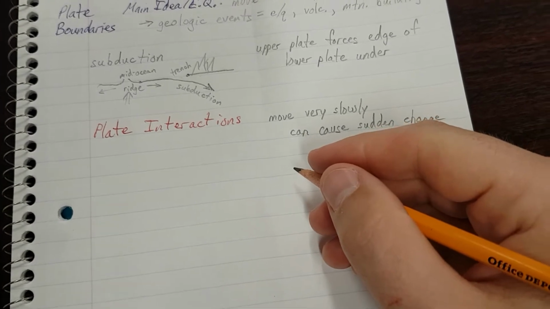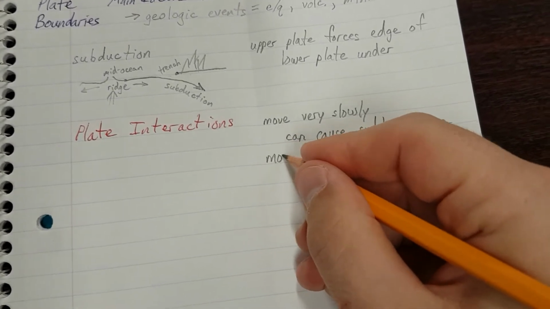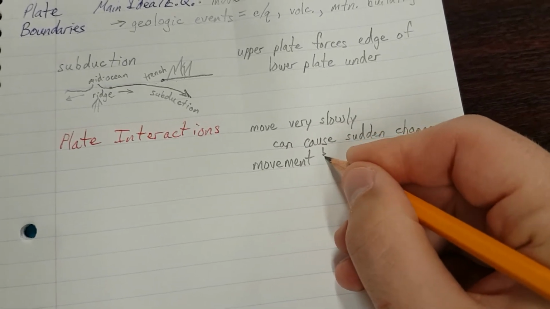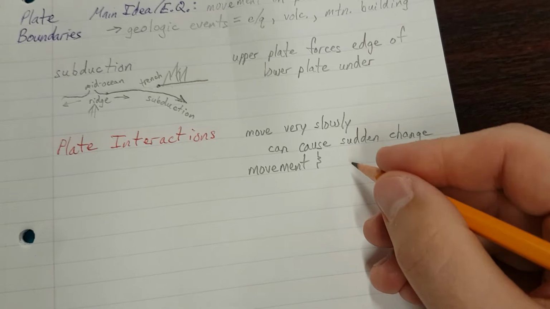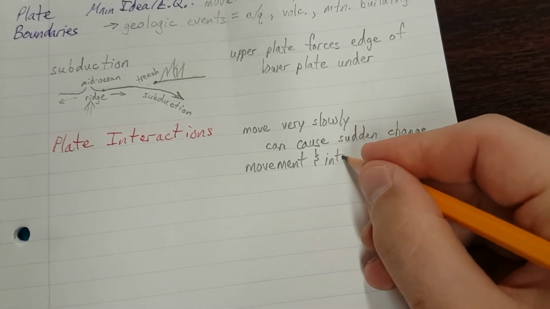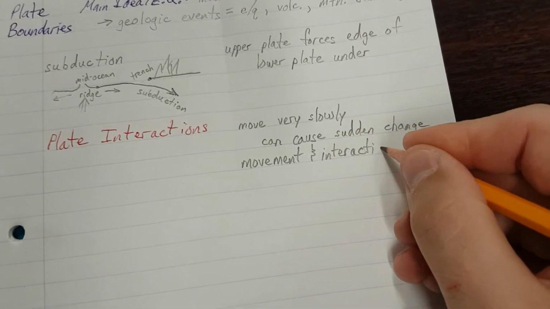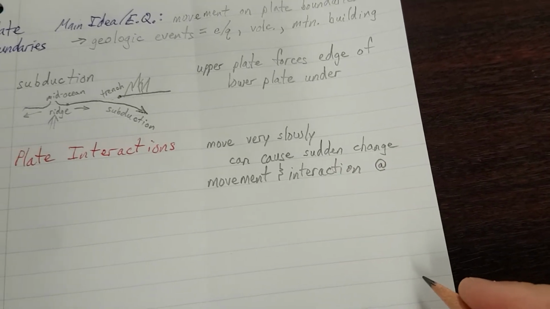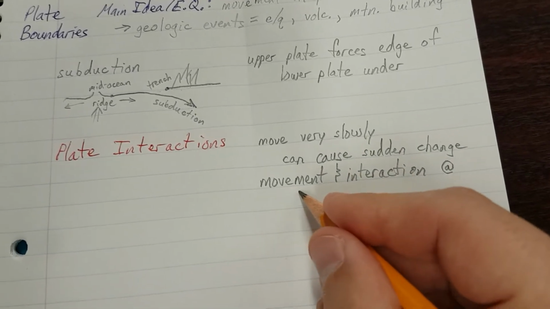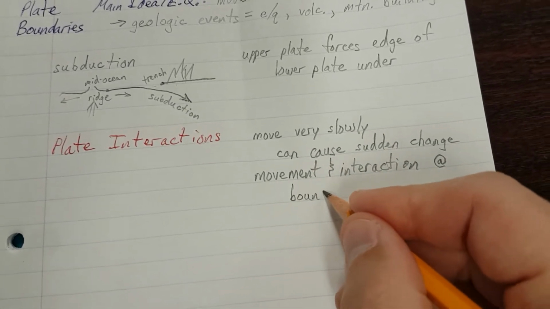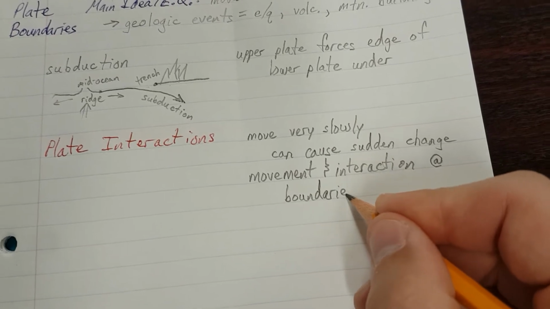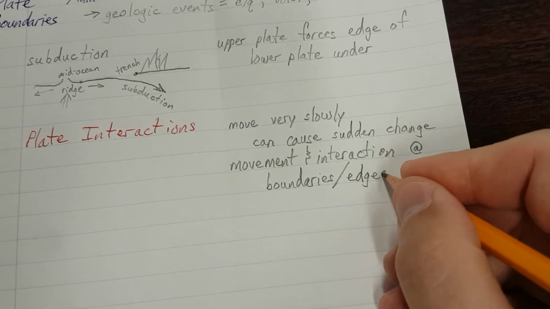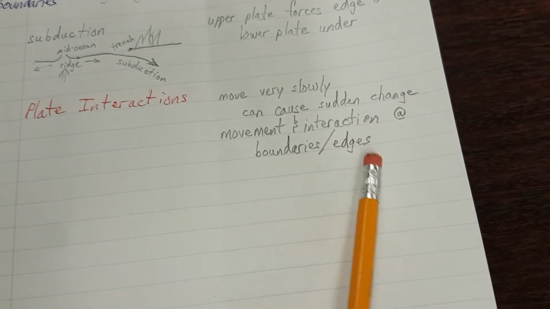Okay, let's see. Movement, M-O-V-E, M-E-N-T, and down 3 down. Interaction, I-N-T-E-R-A-C-T-I-O-N, at the letter A and then circle it. Indent, boundaries, B-O-U-N-D-A-R-I-E-S, slash, edges, E-D-G-E-S. So there's movement and interaction at the boundaries or edges.